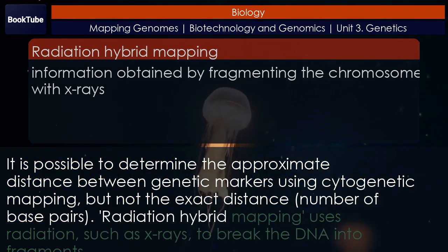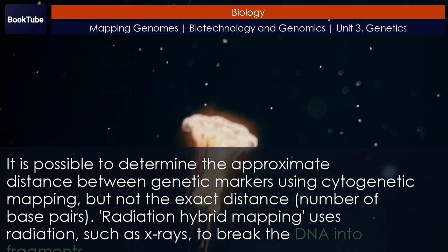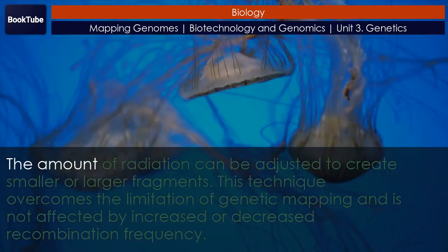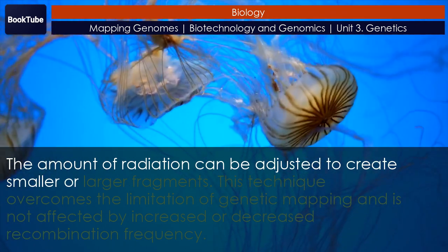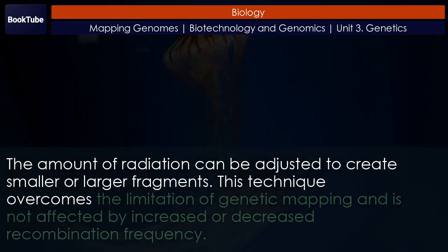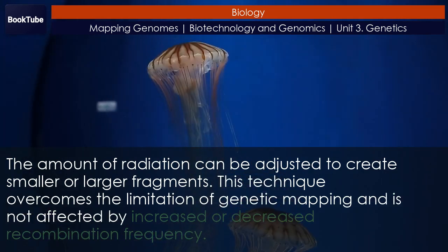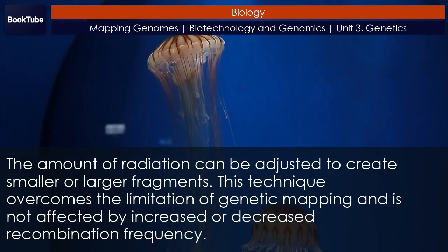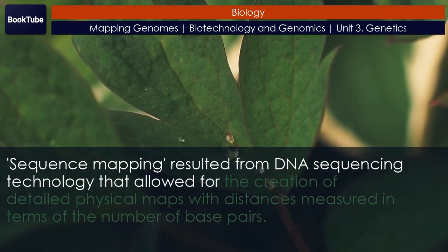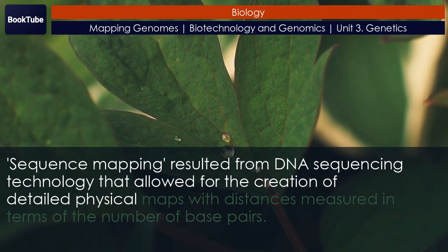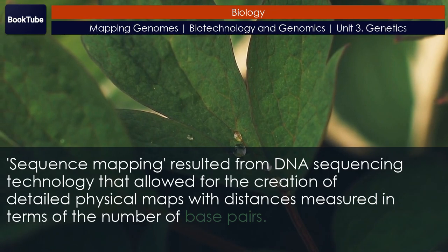Radiation hybrid mapping uses radiation, such as X-rays, to break the DNA into fragments. The amount of radiation can be adjusted to create smaller or larger fragments. This technique overcomes the limitation of genetic mapping and is not affected by increased or decreased recombination frequency. Sequence mapping resulted from DNA sequencing technology that allowed for the creation of detailed physical maps with distances measured in terms of the number of base pairs.